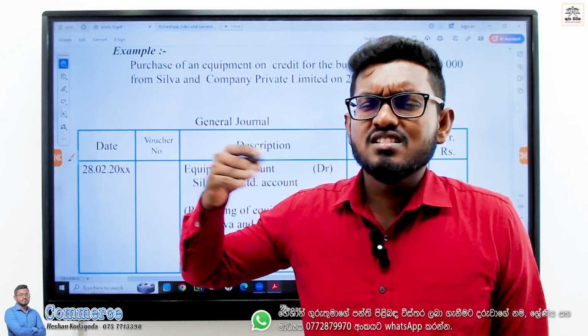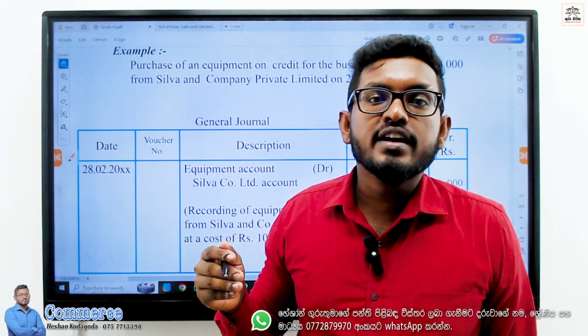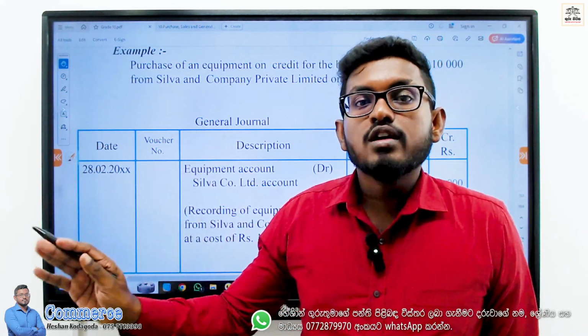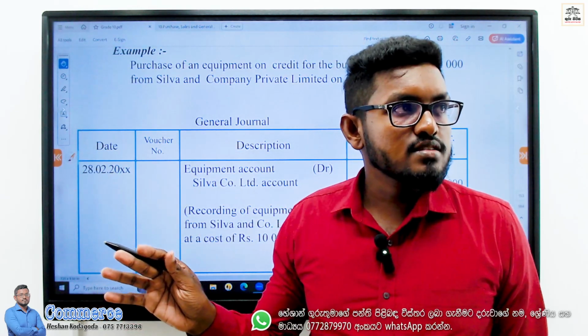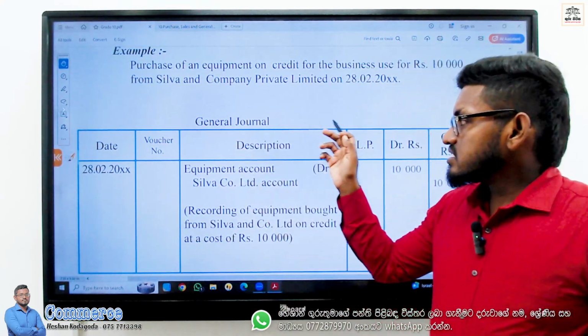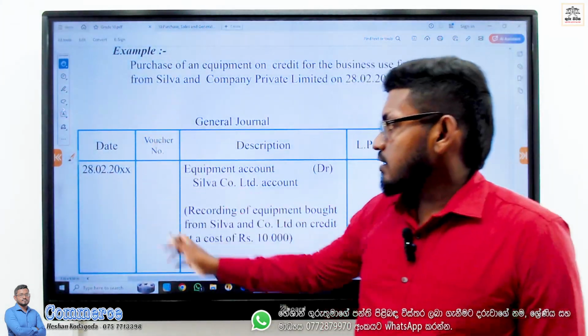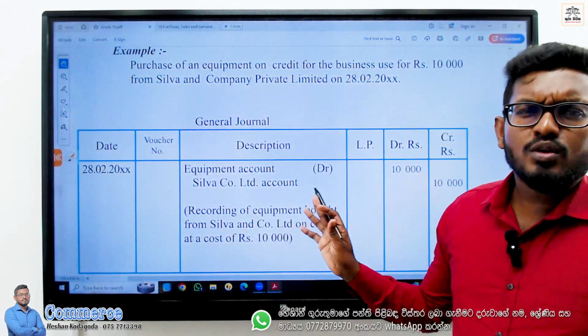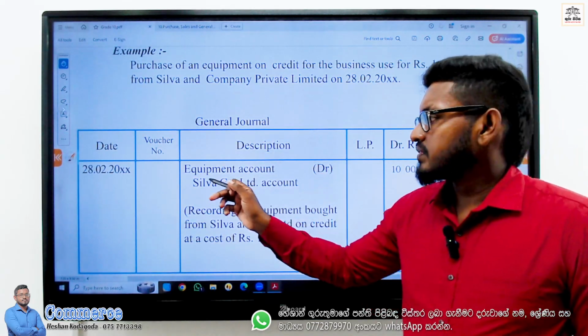When we purchase non-current assets on credit basis, the other party we need to identify as a long-term liability, not a creditor. Okay, guys, that's why you can see the general journal. We record in the general journal. This is the date, voucher number. Look, the description is a little different. We write both the debit entry and the credit entry.